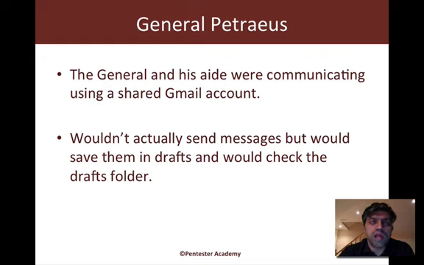So, first of all, how were the general and his aide communicating? The general and his aide were not sending emails to each other. They were in fact using a Gmail account and would go in at different times, type a message, save it in the drafts, and get out. So they were using a shared Gmail account, and they would communicate by saving messages in the drafts folder. Once one person had finished, they'd delete it or make changes and go on, so on and so forth.